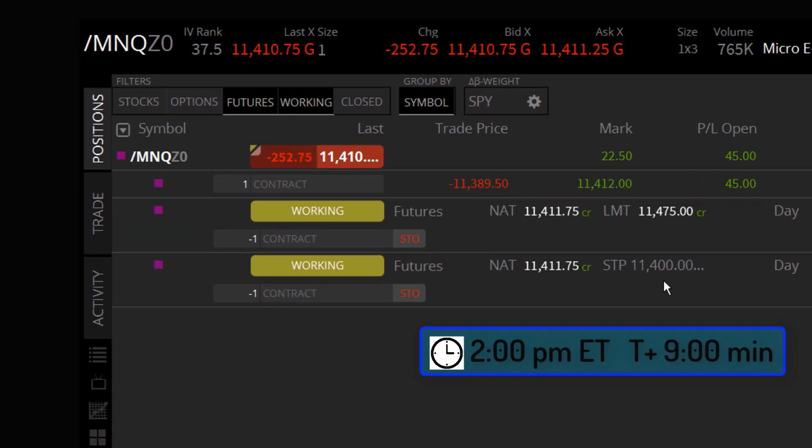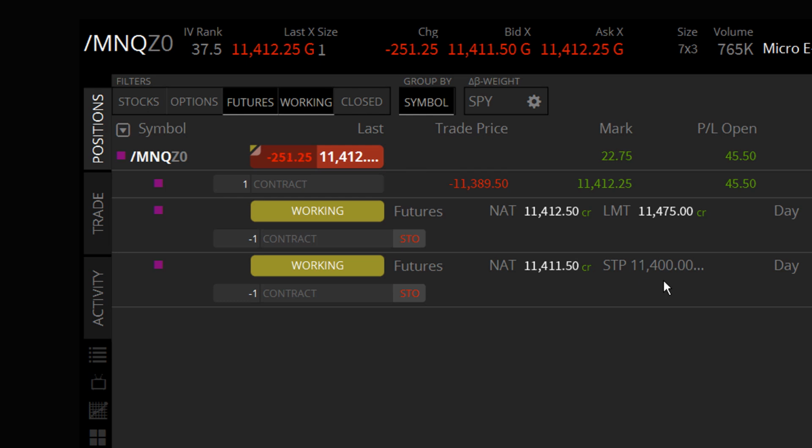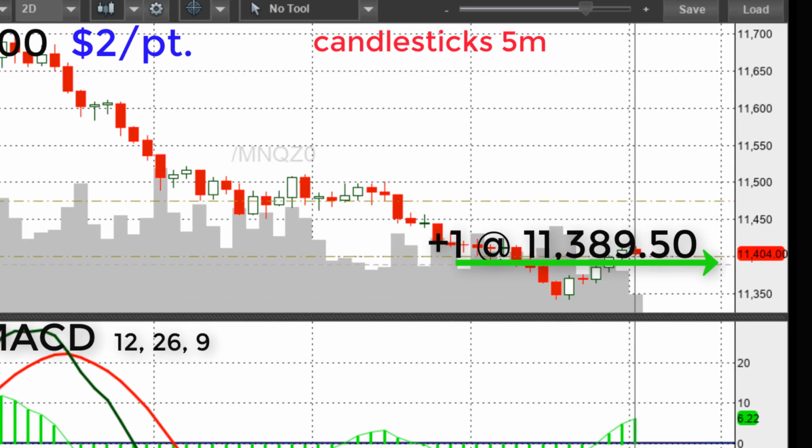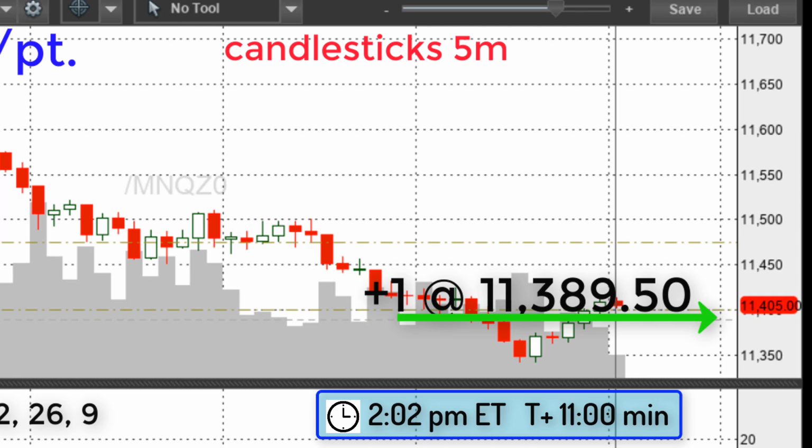2 o'clock now. I've been in the trade for 9 minutes. My stop is at 11,400, and I'm $44, $45, $46 up in the trade after 7 or 8 minutes here. With no drawdown, I'm very happy with that. Market's trading 11,404, and that's pretty close to my stop at 11,400. But I do not want to give all this money back, but as you will see in a moment, I'm going to get lucky. I go out to the chart, check my MACD, and it's definitely still in the go long position. 2:02 p.m. now.